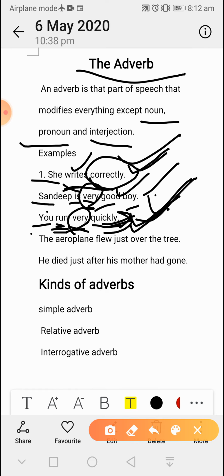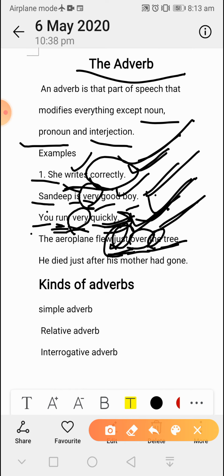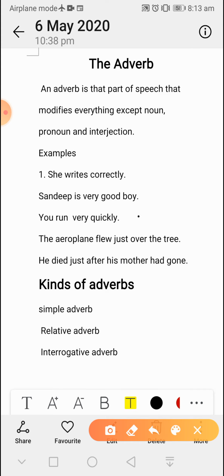Next, the aeroplane flew just over the tree. See, tree is a noun, the is a determiner, and over is a preposition. Here this word just is describing over: just over, quite over. So this just is an adverb which is describing over. Over is a preposition. So you can see a verb can be described by an adverb, an adjective can be described by an adverb, an adverb itself can be described by an adverb, and a preposition can be described by an adverb.